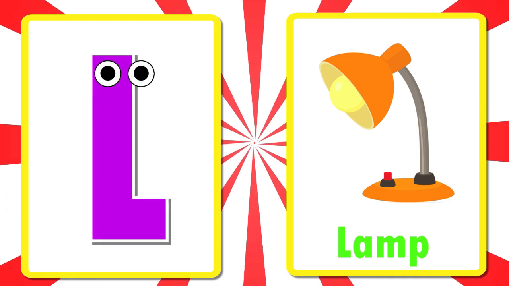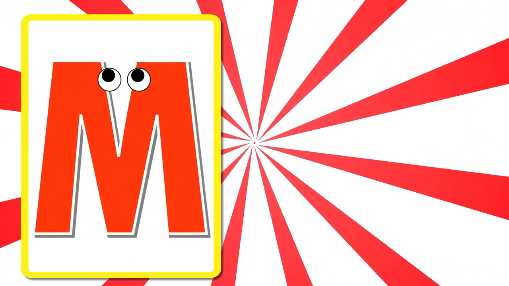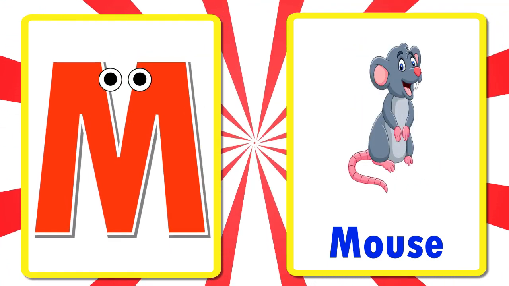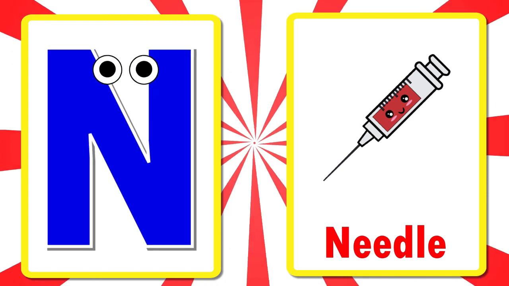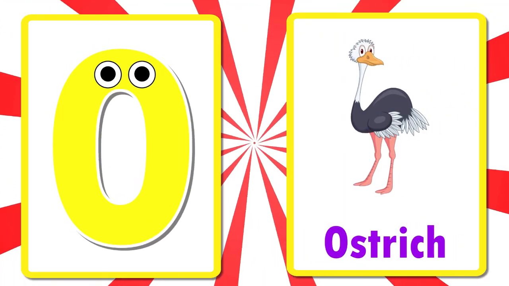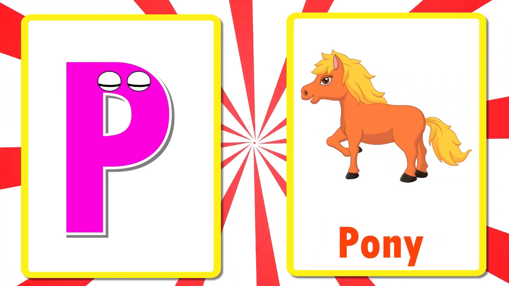L. L is for lamp. M. M is for mouse. N. N is for needle. O. O is for ostrich. P. P is for pony.